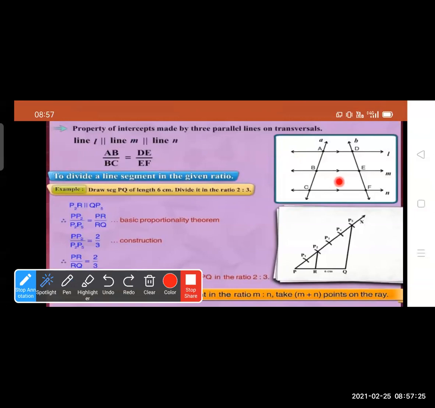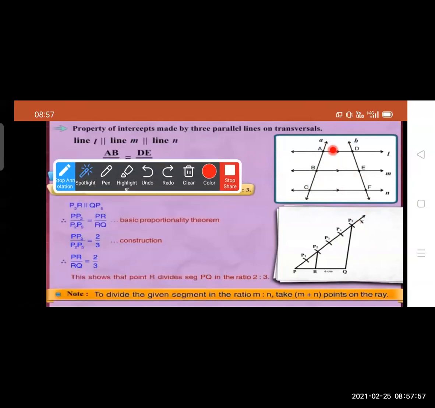Okay, so in this figure, there are 3 parallel lines, L, M, and N. These 3 lines are parallel to each other. And this line A is the transversal, and line B is also the transversal. Okay, so to divide the line segment in the given ratio, first we said that this line segment divides into ratio P1, P2, P3, and so on. So this one is the intersection.